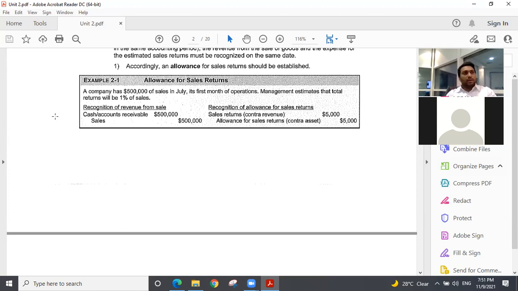So in the examination, they will not ask you whether it is a liability or asset. For example, as a simple example, they will give allowance for sales return. They will give you four options: asset account, contra asset account, contra liability account, or revenue account. From this, you have to select which it is. You should select contra asset account.